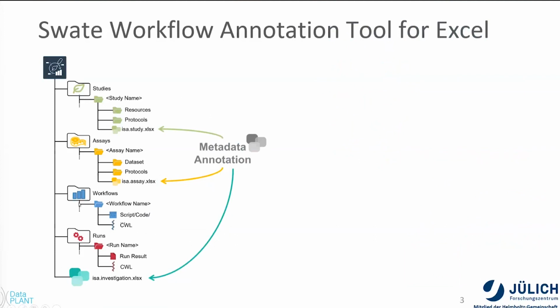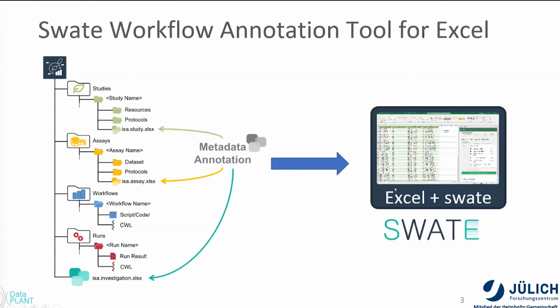the annotated research context is a folder structure, as I said, and it resembles the ISA structure. So we have investigation, study, and assay layers, as well as, in addition, different kinds of workflows. But these are at the moment not important for this talk. So I will mainly focus on how we annotate the data that is then stored in the different folders, which is done via the Swate tool, which is actually an Excel add-in.